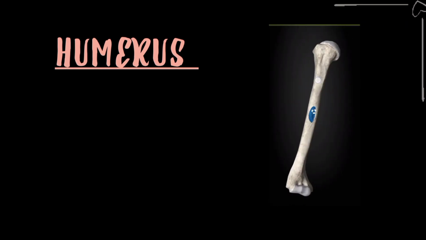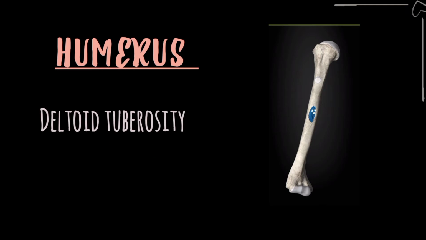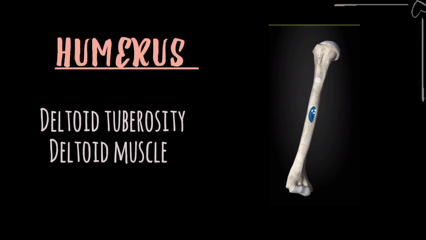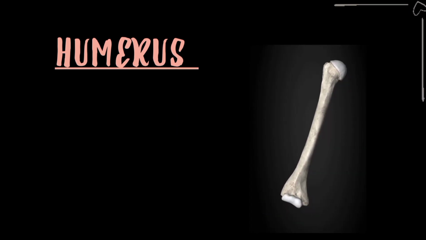Now if we take a look at the anterior surface of the humerus bone, you can feel that there is a tuberosity on the midline of the bone, which is termed as the deltoid tuberosity, for the insertion of the deltoid muscle. Now let's talk about the distal end of the humerus and the important landmarks present over here.